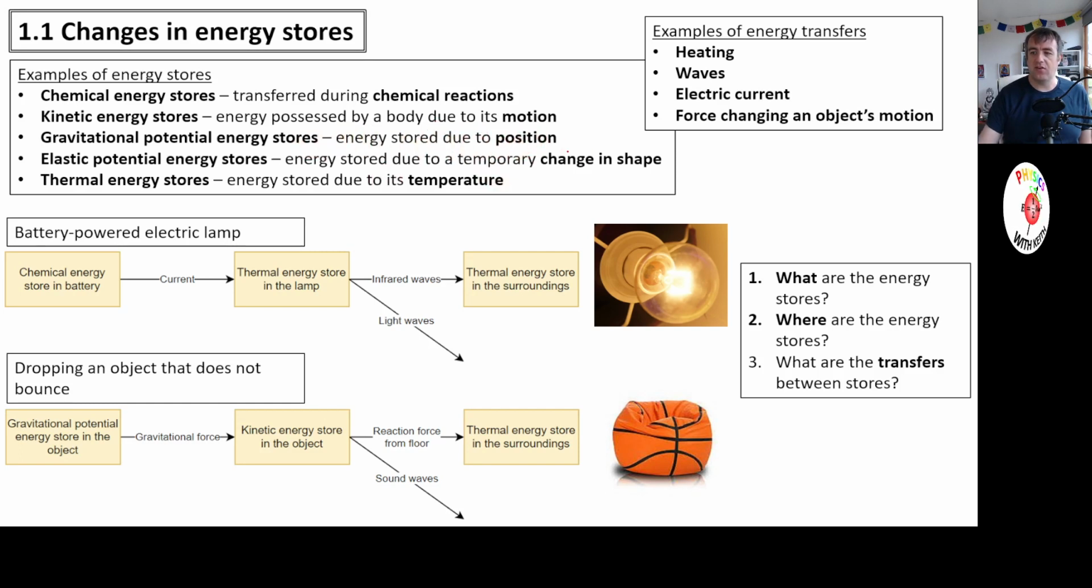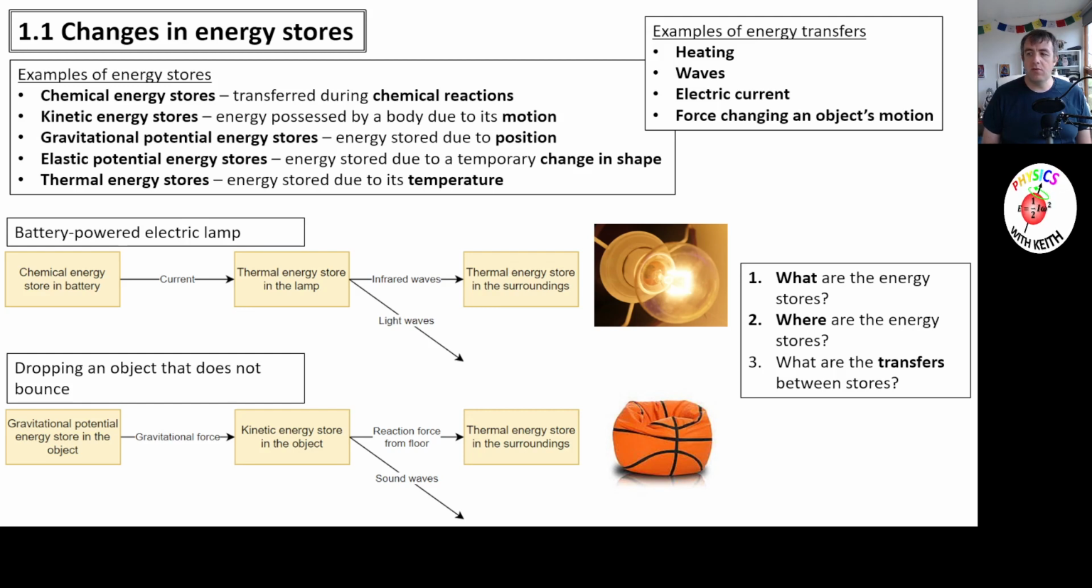Position in Earth's gravitational field, that's our gravitational potential energy store. Lift something up, you increase the energy that's stored there. Elastic potential energy store, changing shape. We can think of this as things like springs changing shape. Temporarily is important because the whole point is with a spring, if I release the spring, it will return to its original shape. And thermal energy stores. This is good enough for now. It's to do with the temperature of a body. A body at a higher temperature has more energy in the thermal energy store. It's not wrong, but we'll go into more detail about that later.